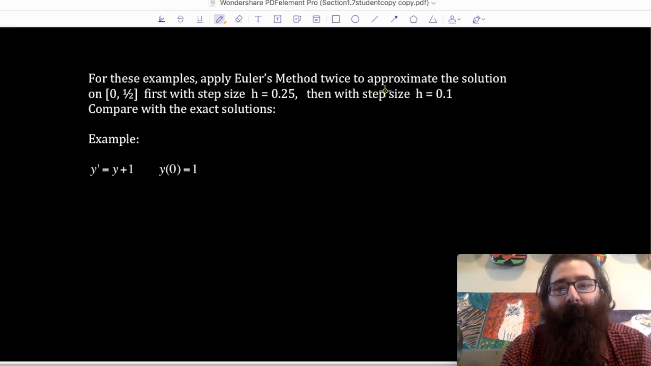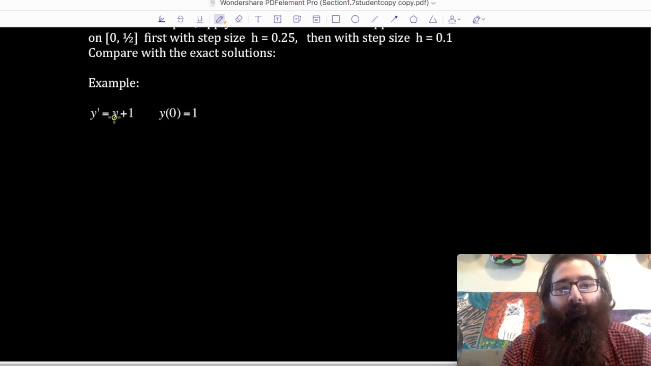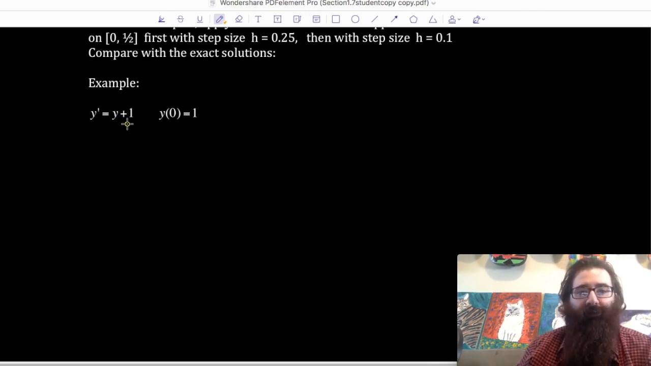We're going to be getting an approximation for the solution on the interval from 0 to 1/2, so a small interval on x, subjectively, with step size h equals 0.25 and then with step size h equals 0.1. And we're going to compare these with the exact solutions. And here we have our first example, y prime is y plus 1, with initial value y at 0 equals 1. So let's build our table first.